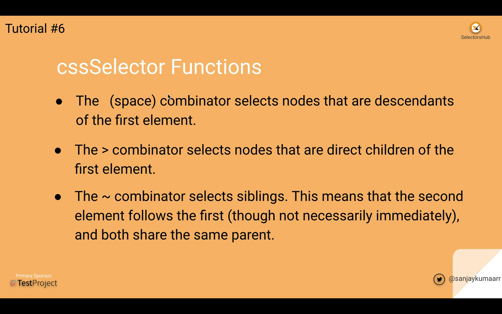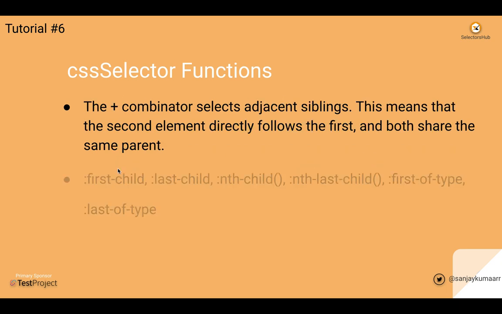Mostly we use the space combinator, so that is useful, that's why I kept it on top. We have already seen multiple examples in the previous tutorial. So the space combinator will solve all your problems. The rest are good, and sometimes we will use this arrow as well. The rest are good for knowledge purposes, and first-child, last-child, and nth-child are also good. Okay, thank you.